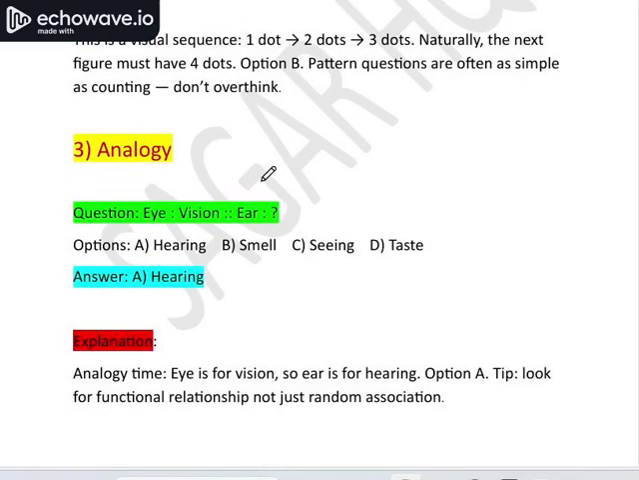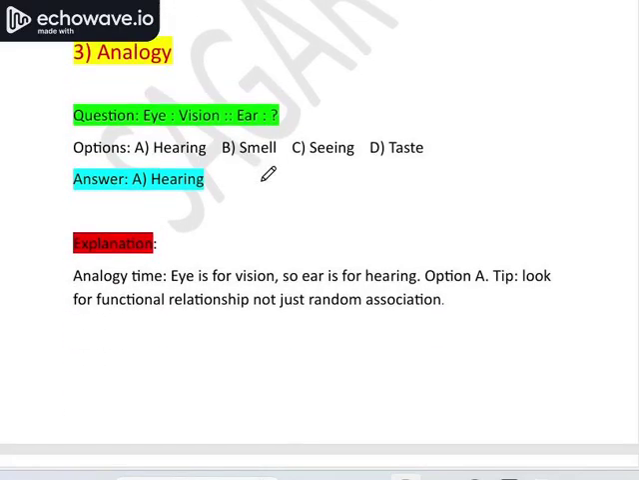Similarly, moving on, we have question 3, which is about analogy. The question is: eye is to vision, similarly, ear is to what? The options are given below. Now the solution is like this. The key here is to understand the functional relationship. What does an eye do? It helps us see, which means vision. Similarly, what does an ear do? It helps us hear, which means hearing. So our right answer is hearing, option A.